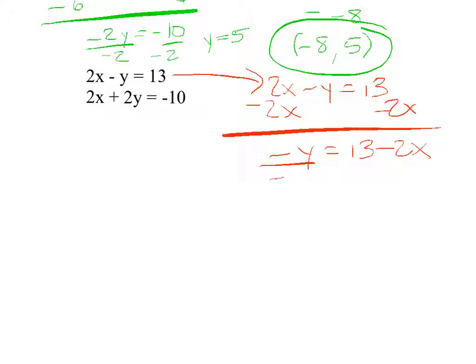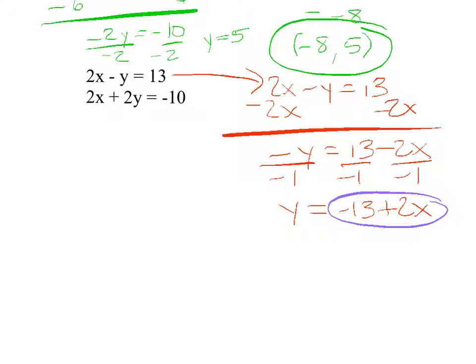To get rid of my negative y, I divide by negative 1. Everything gets divided by negative 1. y equals negative 13 plus 2x. And now that's my substitution. I'm going to take this as my substitution, and I'm going to plug it in for the y on the bottom. And we're going to be very careful with our math. So I'm taking this and plugging it in for this.